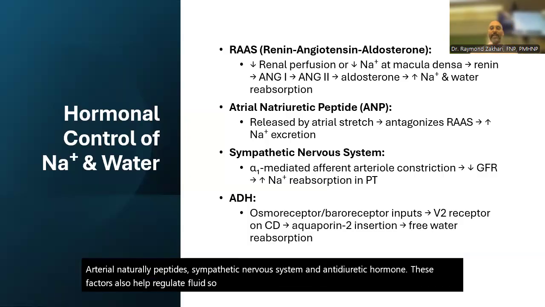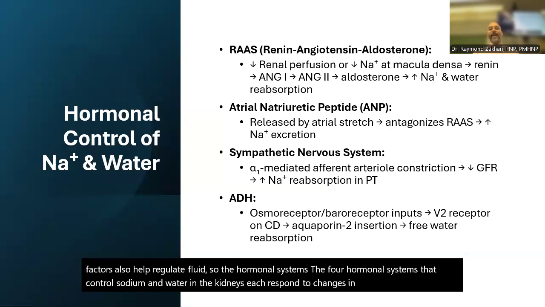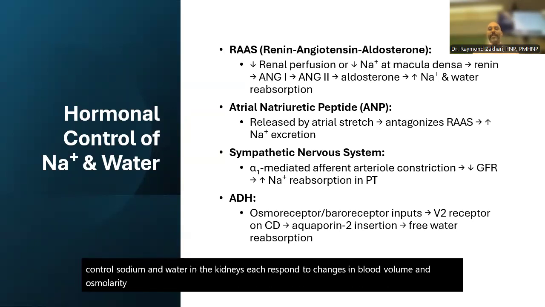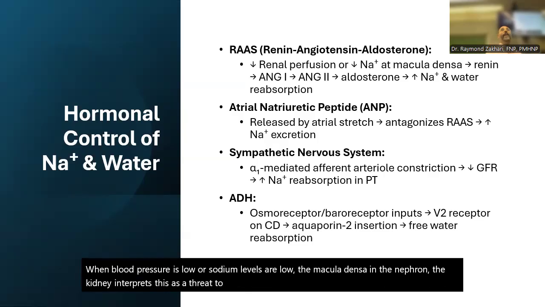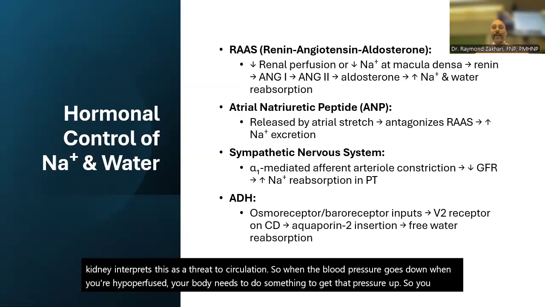The four hormonal systems that control sodium and water in the kidneys each respond to changes in blood volume and osmolarity, affecting conditions that you will commonly see. The first one we'll talk about here is the renin-angiotensin-aldosterone system. When blood pressure is low or sodium levels are low, the macula densa in the nephron, the kidney, interprets this as a threat to circulation. So when the blood pressure goes down, when you're hypoperfused, your body needs to do something to get that pressure up so you can perfuse your vital organs.